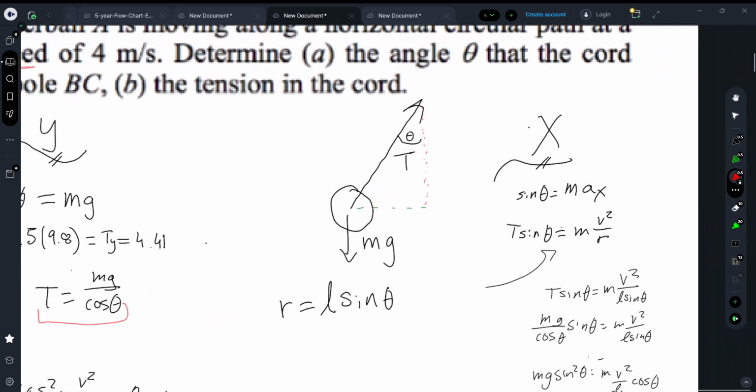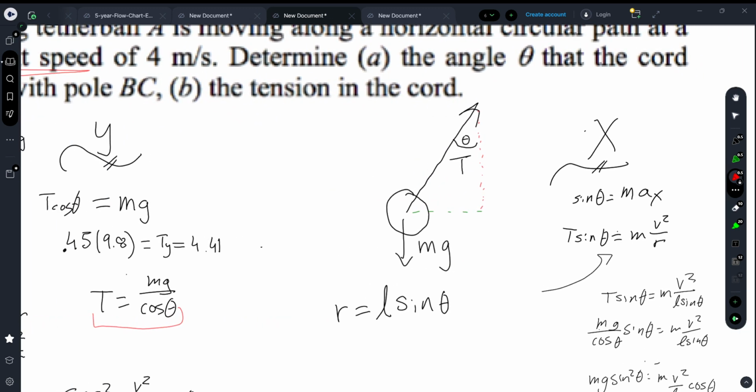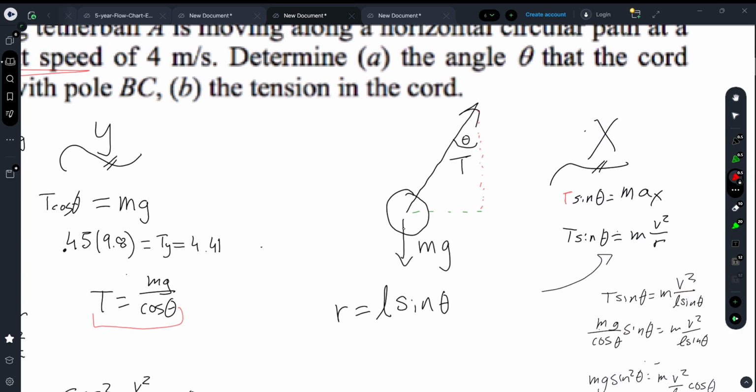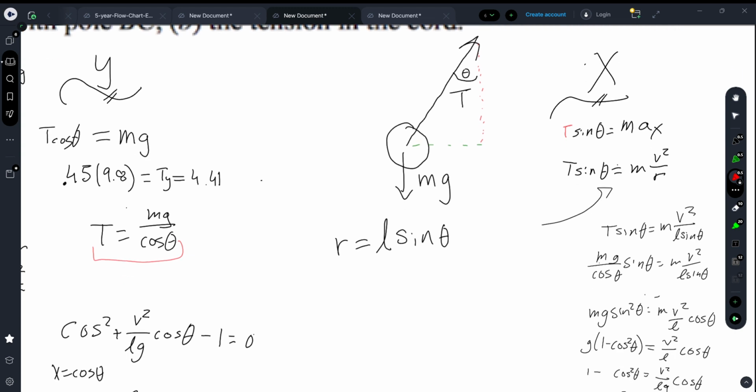And then I went over here to sum of my forces in the x direction, and I said that, oops, we're missing one right there. T sine theta equals ma, like F equals ma in the x direction. And we said that a is the same as v squared over r. So I just went ahead and subbed in my r and then solved for T. So that's this equation here.